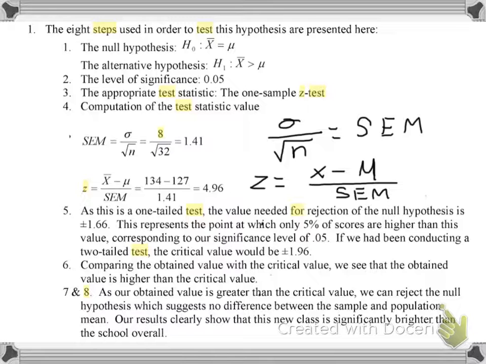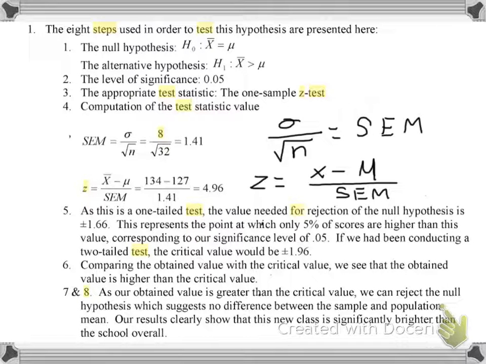The first thing we have to remember is that there are 8 steps that must be used for the computation of the mean. Not the mean, but actually the z-test hypothesis. The first thing we have to do is state the null and the research hypothesis.